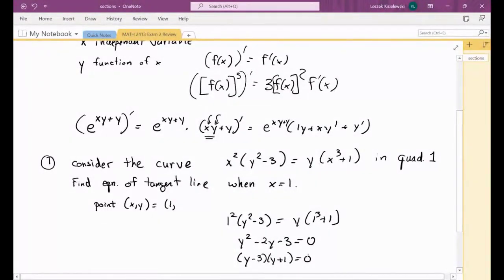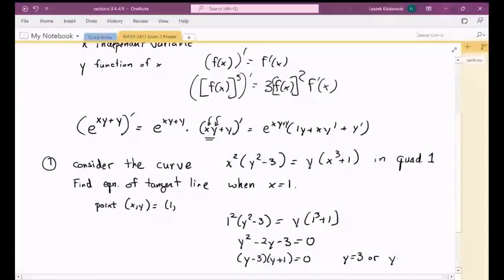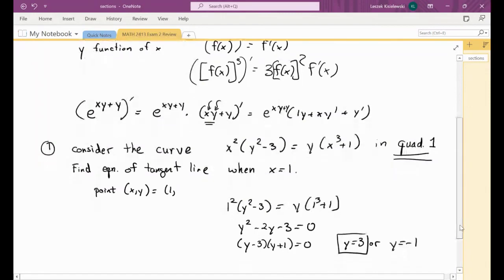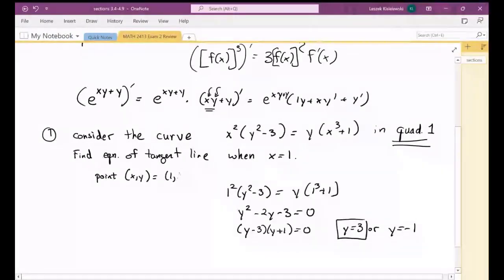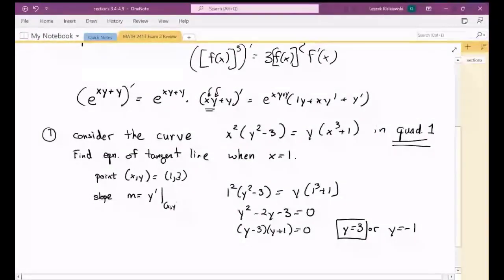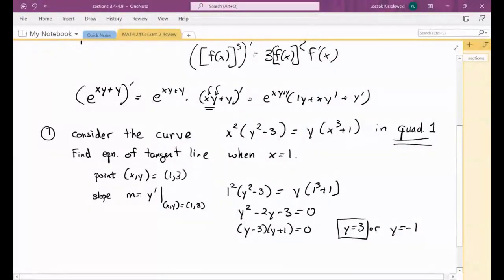So sometimes it's necessary, if you're given one variable, to go to the starting equation to get the value of the other variable. So here, y is either 3 or -1. And we're going to use the one that makes sense for the problem, quad 1, right? So y is positive in the first and second quadrant. Okay, so we have our point. And we're going to get our slope, of course, by using implicit differentiation. So we need to get y prime and evaluate it at this point. Okay.